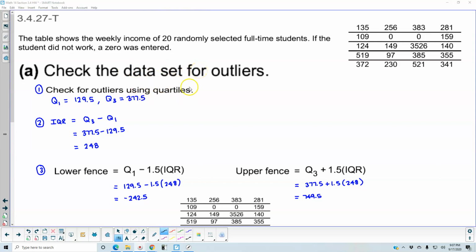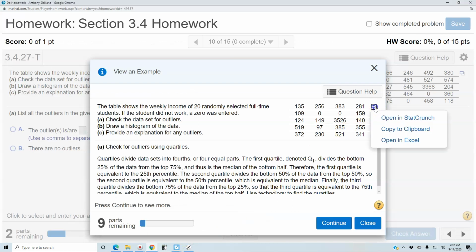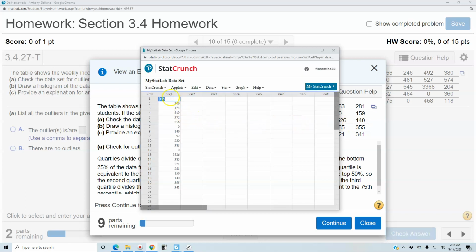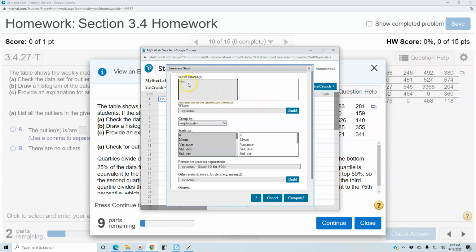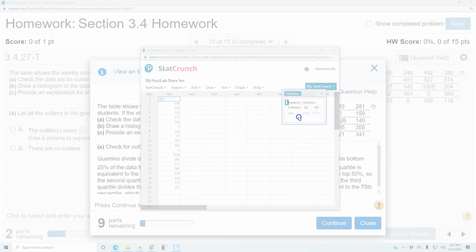In order for us to check for outliers, we're going to have to find the lower and upper fence. Before we do that, we need to find the quartiles. So we're going to open up the data in StatCrunch. We go to Stat, go to Summary Stats, and then select Columns. We're going to take a look at Variable 1. What we want is quartile 1 and quartile 3. So there's quartile 1, quartile 3, and then we're going to take this information and use that.